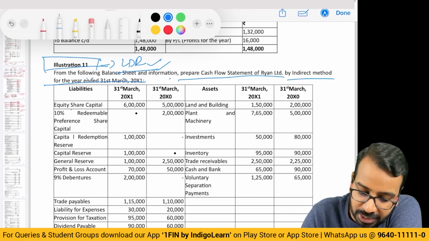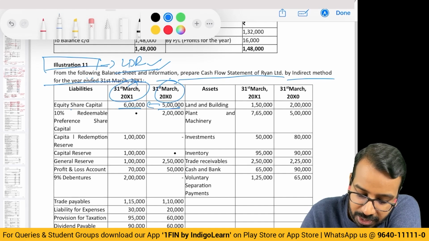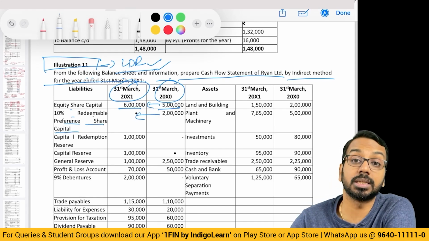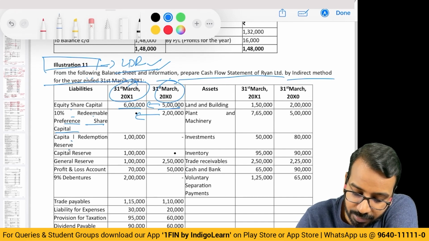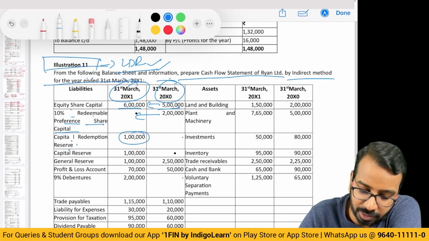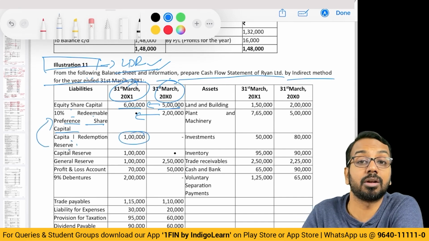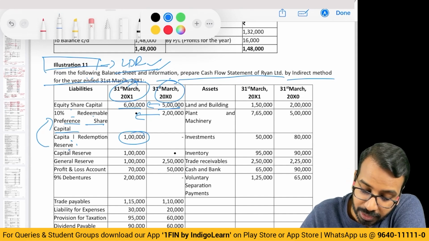So equity share capital, 6 lakhs, 5 lakhs, opening balance, closing balance, there is an increase. 10% redeemable preference share capital, 2 lakhs has become 0, so there is a decrease. Capital redemption reserve, 1 lakh. Now capital redemption reserve happens when you have redemption of preference share capital. Capital reserve, it was 0, it has become 1 lakh.